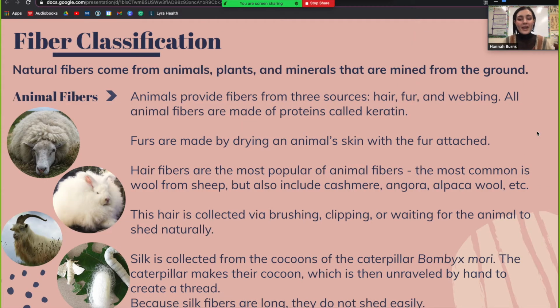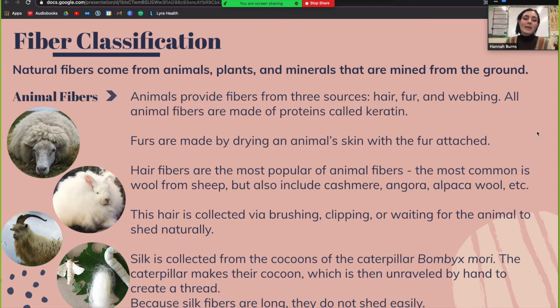So if we were to try and classify all of these different fibers, we would look at natural fibers versus synthetic fibers. Natural fibers come from animals, plants, and minerals that are mined from the ground. Speaking of animal fibers, there's a variety. Animals provide fibers from 3 sources, either hair, fur, or webbing. All animal fibers are made of a protein called keratin. It's the same thing that our hair is made out of, same as rhino horn. Keratin is a pretty common animal protein.